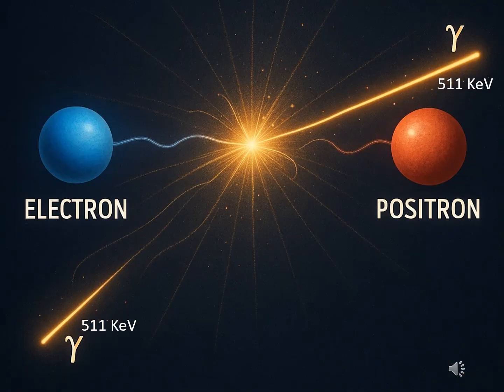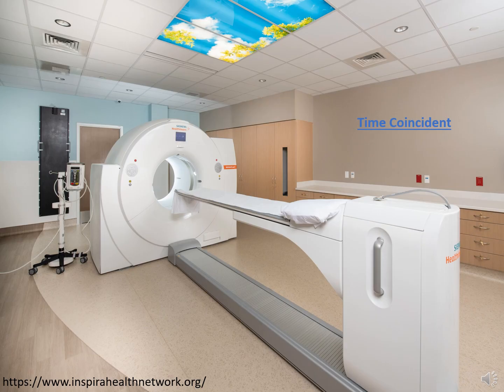When a positron annihilates with an electron, two gamma photons are produced, each with 511 keV of energy, flying off in nearly opposite directions. But because the annihilation doesn't happen instantly after emission, timing becomes critical.